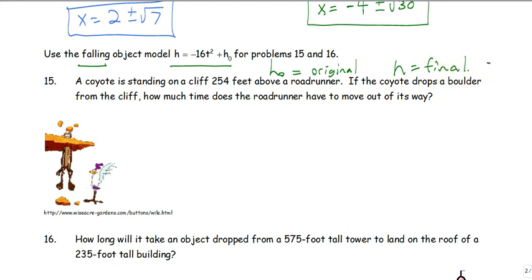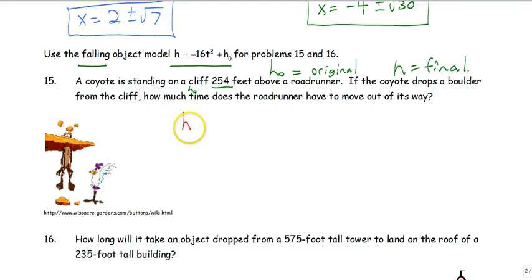So it says a coyote is standing on a cliff 254 feet. Right there, that means HO. Above a roadrunner. If the coyote drops a boulder from the cliff, how much time does the roadrunner have to move out of the way? Now, we can use the calculator for this. Oh, and these ones, like I said, with word problems, I can get decimals. Just give me the decimal to 3 decimal places. Okay, so let's set this up.